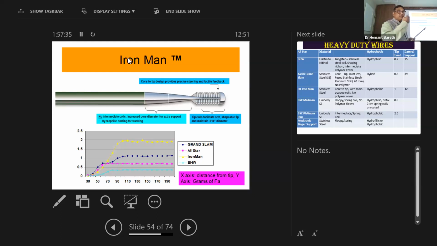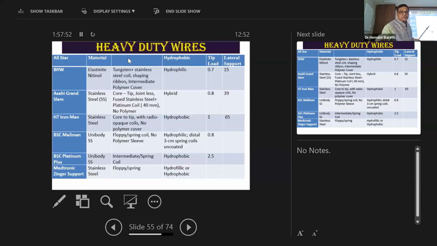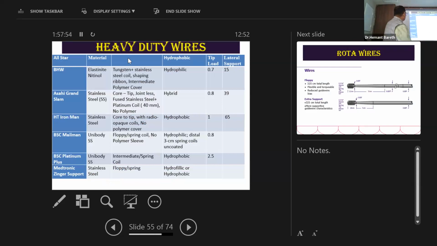Again, I don't think it is available at your place. There was another wire, Mailman, also, but that wire is now obsolete. The only wire that is available now is the Iron Man wire. And for very calcific lesions, where you want to do rota and those kinds of things, the Iron Man wire can be used. So these are the heavy duty wires, as I said.